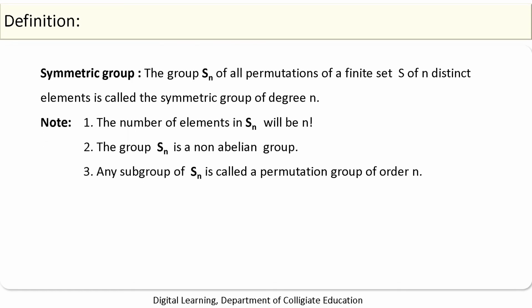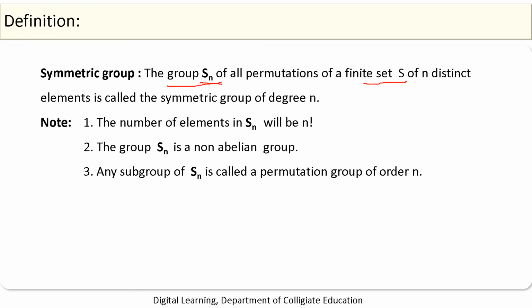Let us move on to the definition of a symmetric group. Consider a finite set S which contains n distinct elements. Now, out of this set S, construct all possible permutations, which you denote as Sn. So what is Sn here? Sn is the set of all permutations of the finite set S. So if Sn is a group, then it is said to be a symmetric group of the set S of degree n.